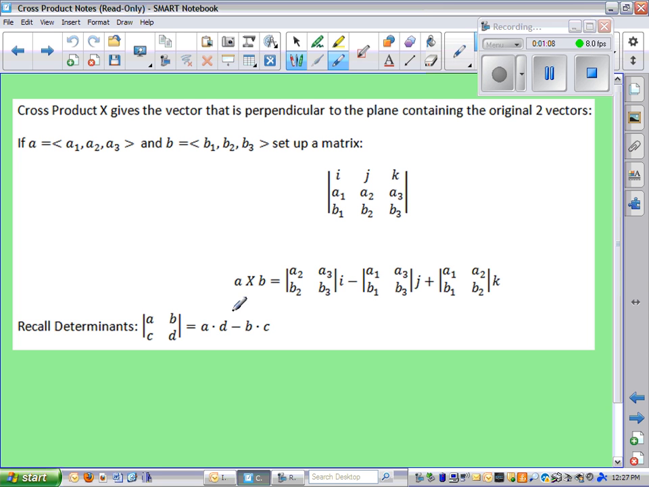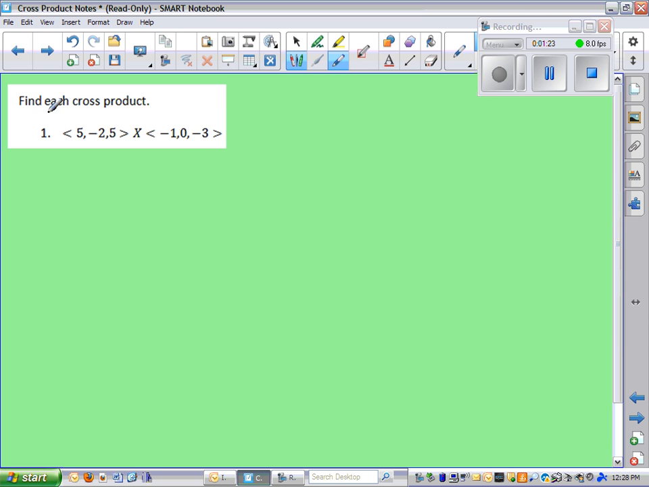Then we're going to need to calculate the determinant. If we have this equation, AD minus BC, we multiply the diagonals and then subtract the two numbers. Alright, so let's look at our first example. Find each cross product. Our first one, let's make our matrix.